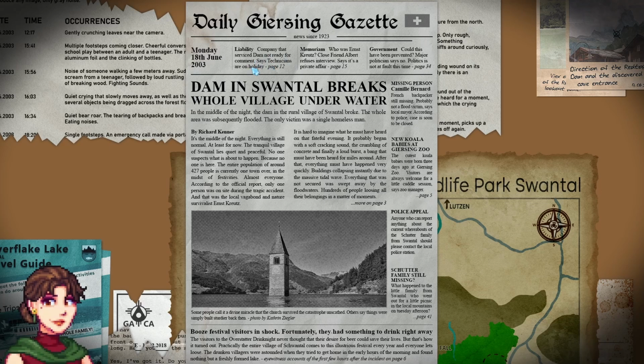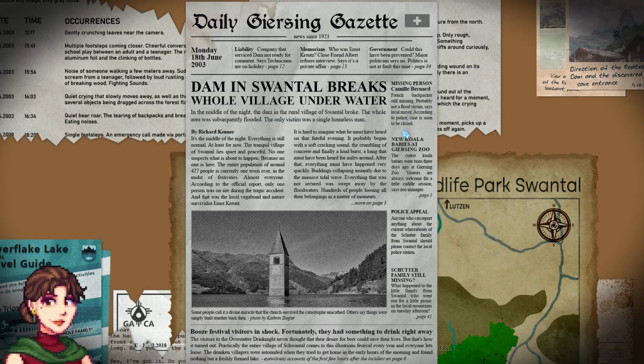Company net service dam not ready for comment, says technicians are on holiday, page 12. Memoriam, who was Ernst Kreutz? Close friend Albert refuses to interview. Okay, and that was Albert Brummer, who works in Lutsen, Crowden Street 34. We know that. Government, could this have been prevented? Major politician says no, politics is not at fault at this time. Camille Bernard, French backpacker, still missing, probably not a flood victim. According to police, case is soon to be closed.